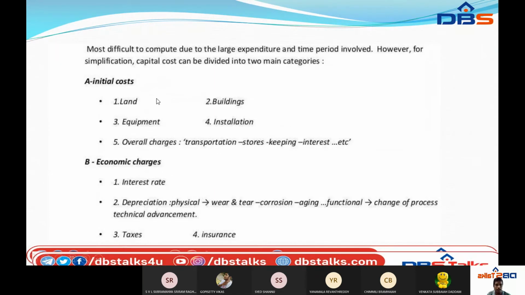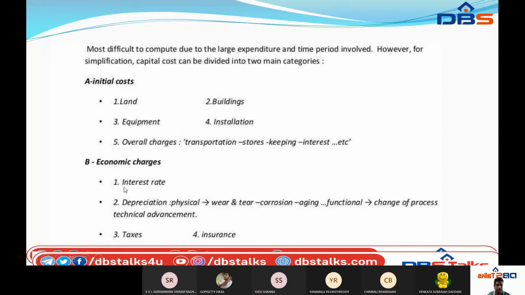First of all, initial cost. Initial cost means estimation or investing. In that, we are investing the amount for taking and selecting land, constructing buildings, installing equipment, and final installation, overall charges. These are the initial costs or first initial investments. After that, economic charges.